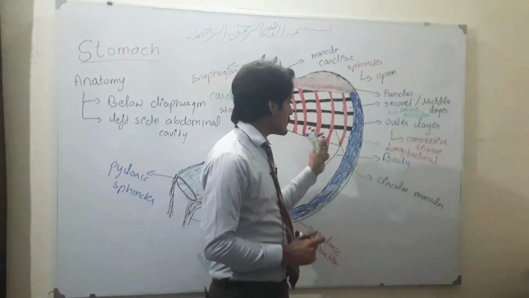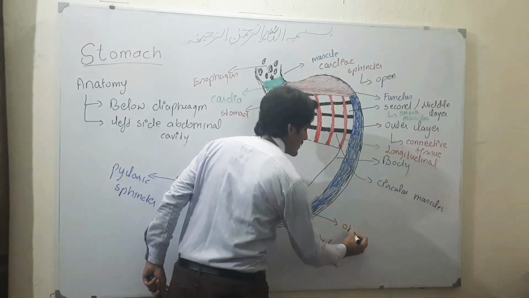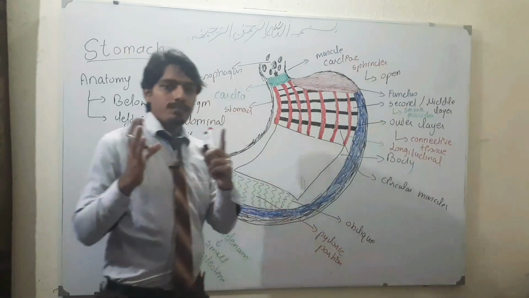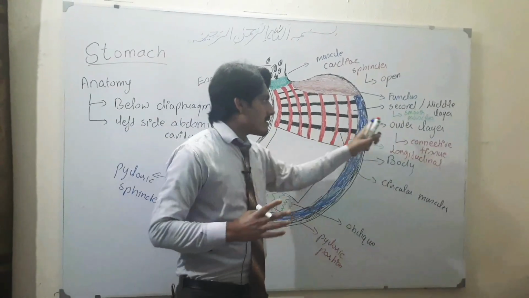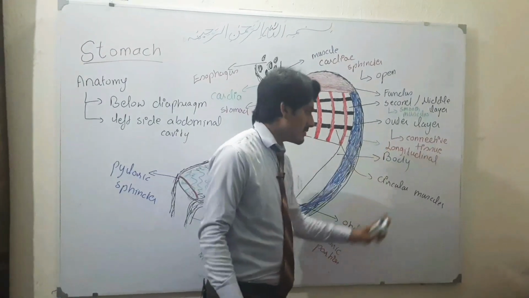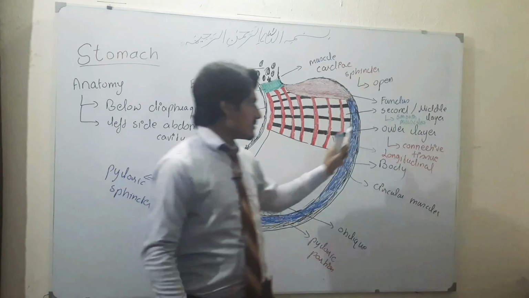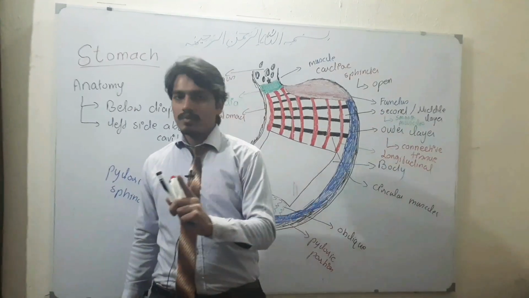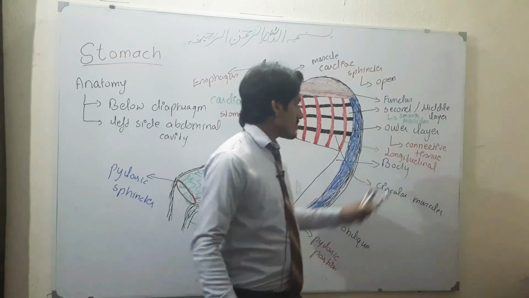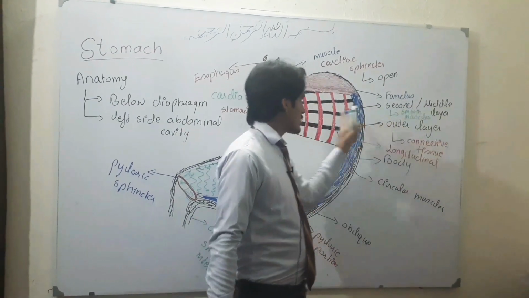So two patterns of muscles are present in the middle layer of the stomach. Clear? And next, these are muscles which are oblique muscles. So three patterns of smooth muscles are present in the stomach. The first is longitudinal, the second is circular, and the third is oblique muscle. So this is the second layer of the stomach. The outer one is connective tissue, and the second or middle one is smooth muscle.